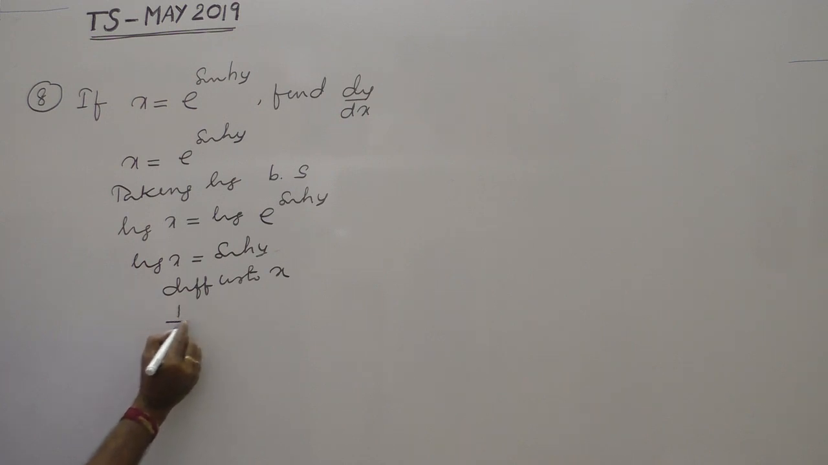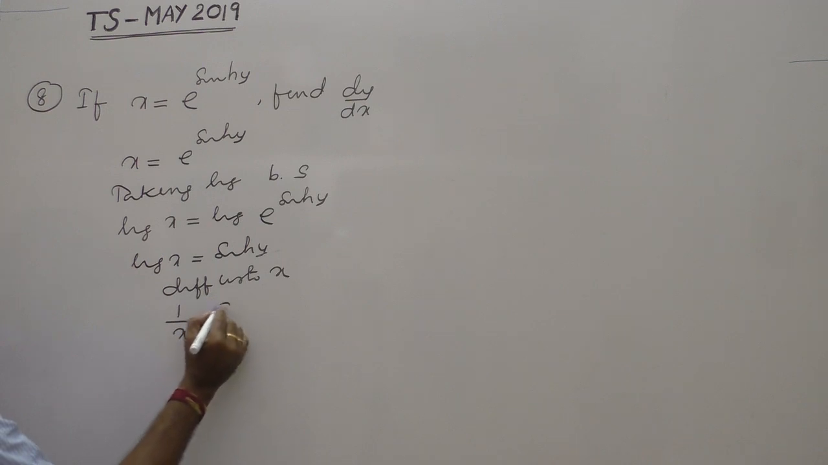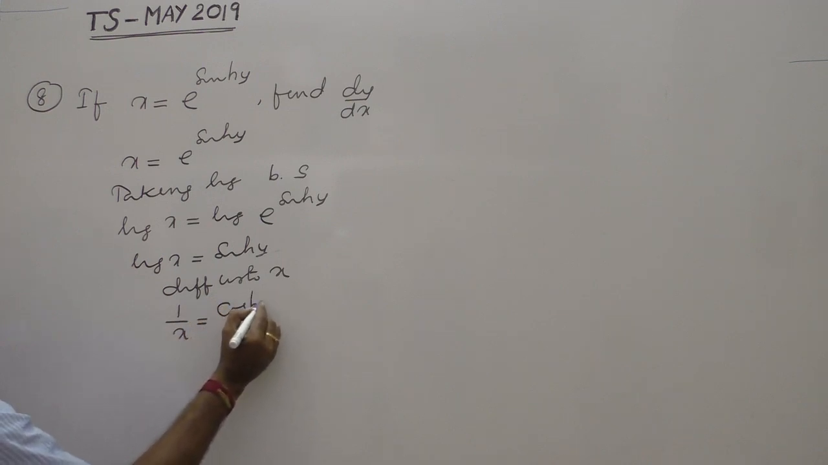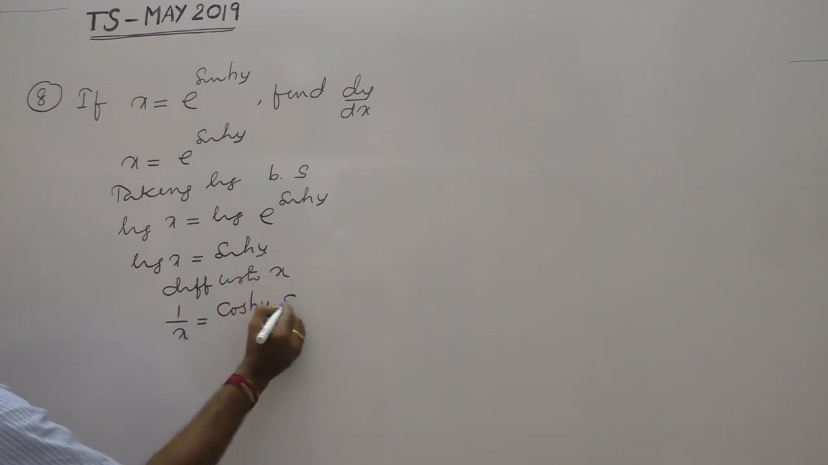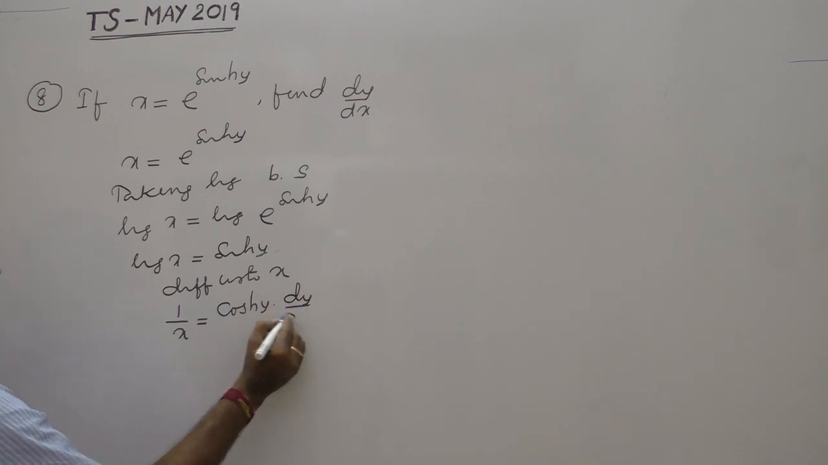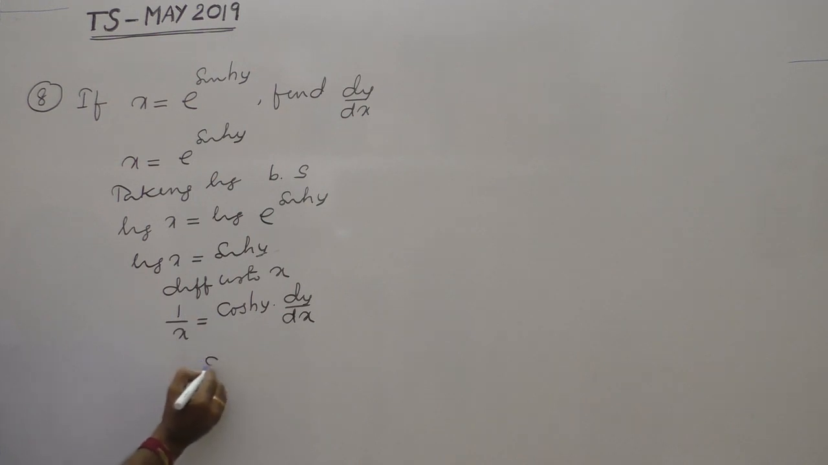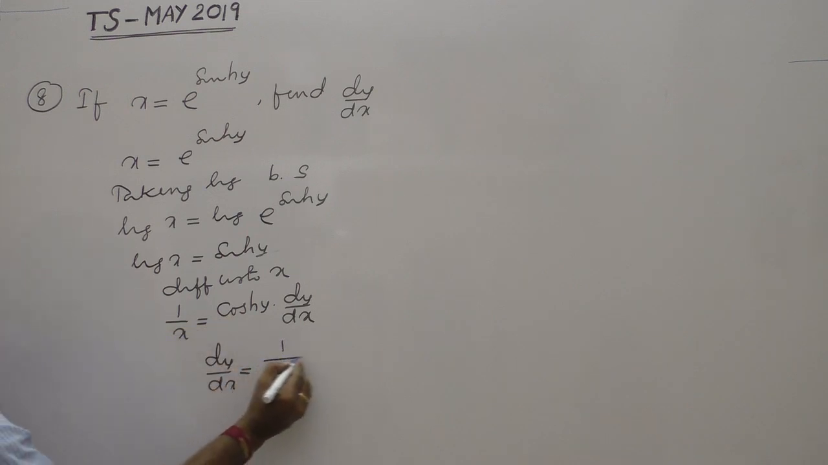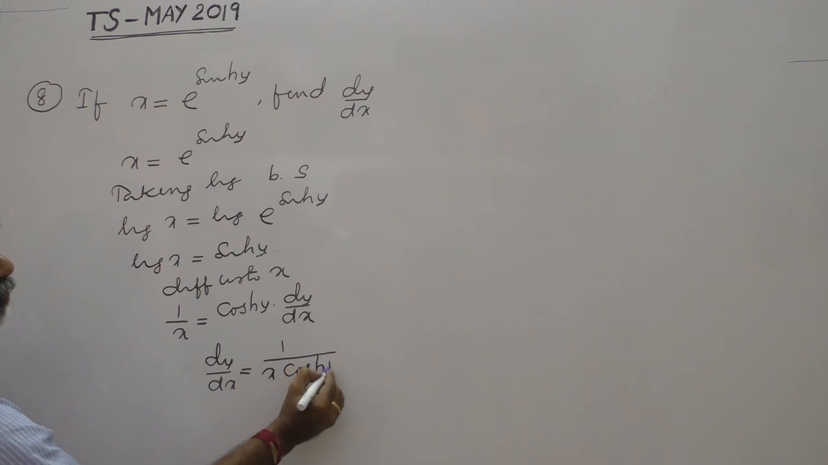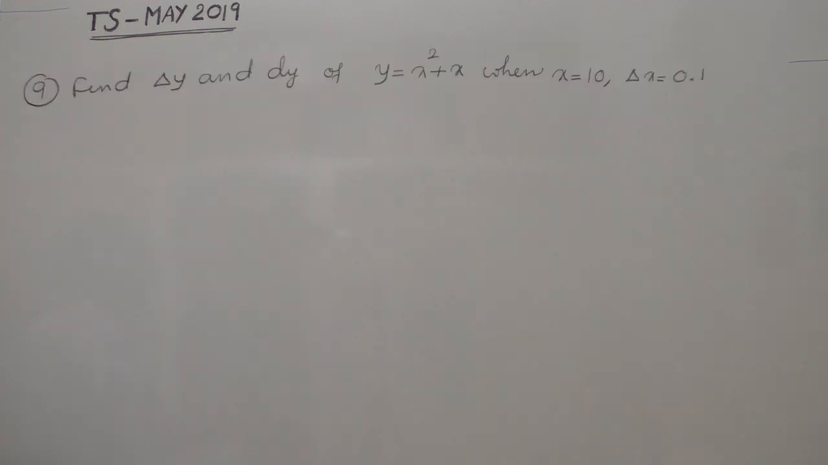Now simplification is over, so simply you can differentiate this with respect to x. Log x derivative is 1 by x. Hyperbolic function sin hy derivative is cos hy. We are differentiating with respect to x, therefore we will get dy by dx. To find dy by dx, write cos hy this side, it divides 1 by x into cos of hy. This is dy by dx.